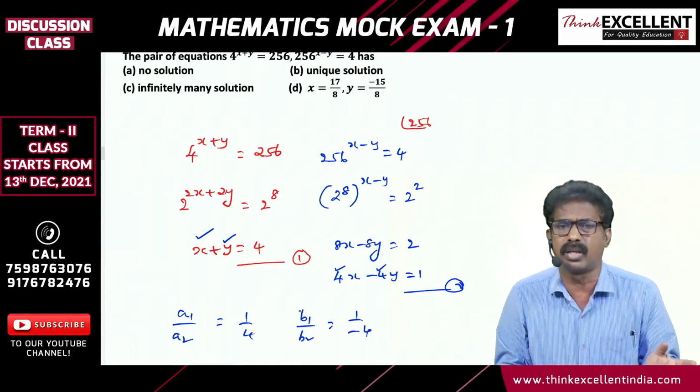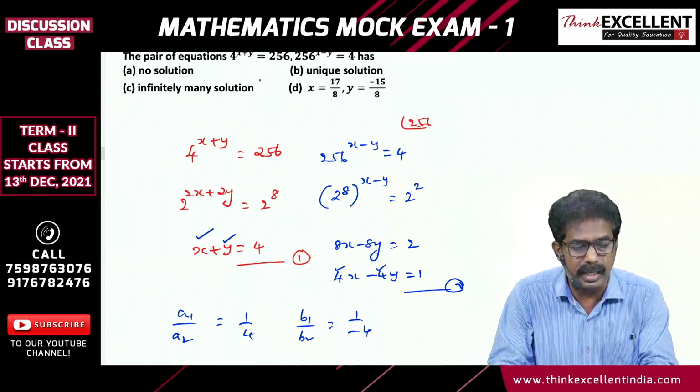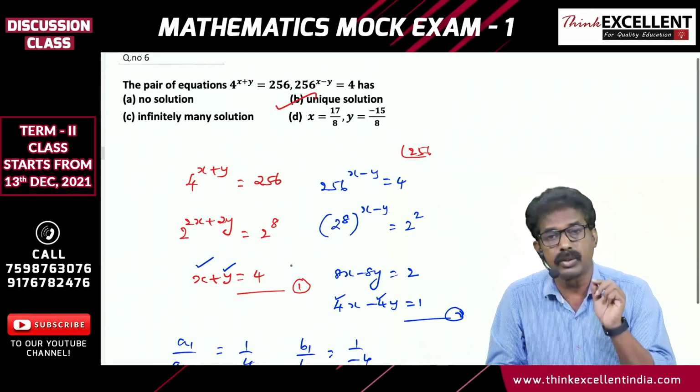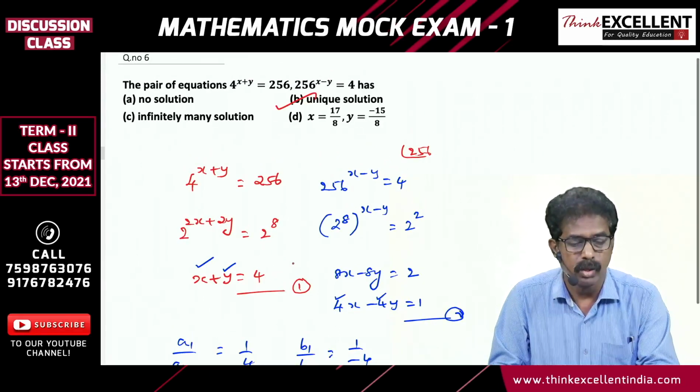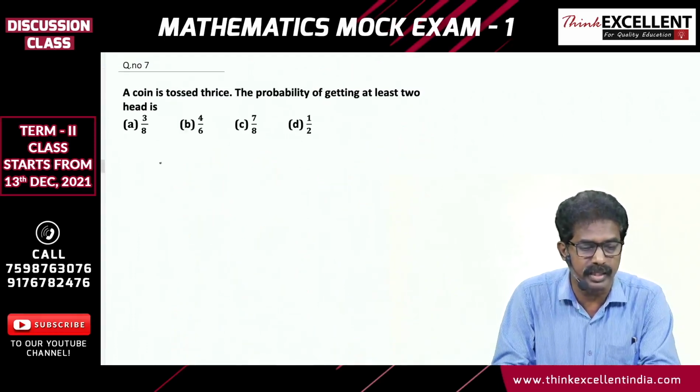So they are not equal. a1 by a2 is not equal to b1 by b2. You stop there itself. You can say it has a unique solution, right? It has only one solution. So all the results related to that you have to study.